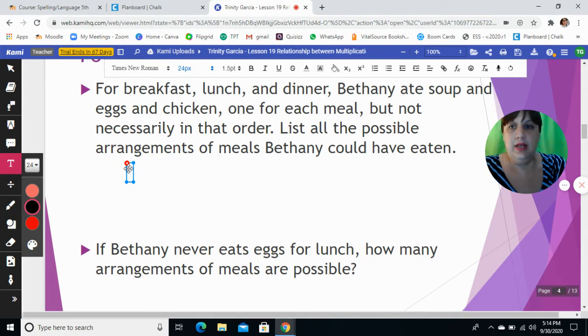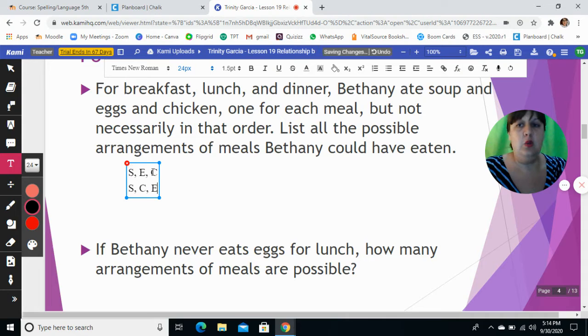Okay, and we've done this before in different ways. Today we're going to do abbreviated. So we see that she ate soup. We're going to use an S. She ate eggs and she ate chicken. There's one possible arrangement. Our other one that would start with an S would be S, C, E, right? Soup, chicken, eggs.